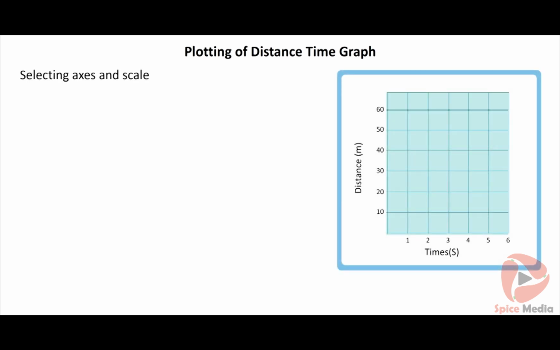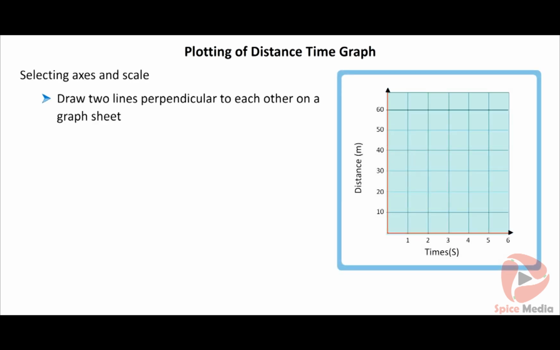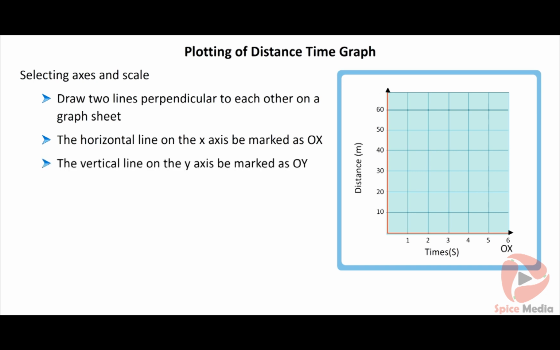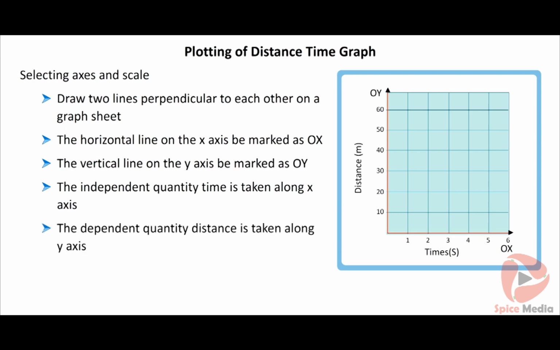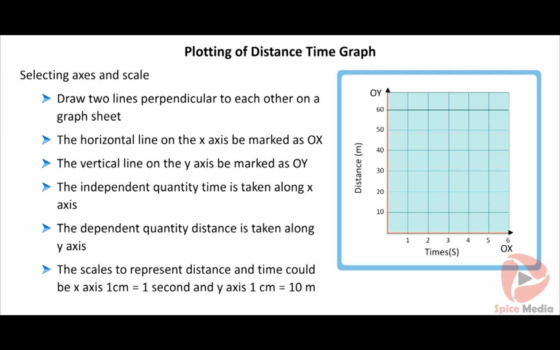Selecting axis and scale. Draw 2 lines perpendicular to each other on a graph sheet. The horizontal line on the x-axis be marked as OX. The vertical line on the y-axis be marked as OY. The independent quantity time is taken along the x-axis. The dependent quantity distance is taken along the y-axis. The scales to represent distance and time could be, on the x-axis 1 centimeter is equal to 1 second and on the y-axis 1 centimeter is equal to 10 meters.